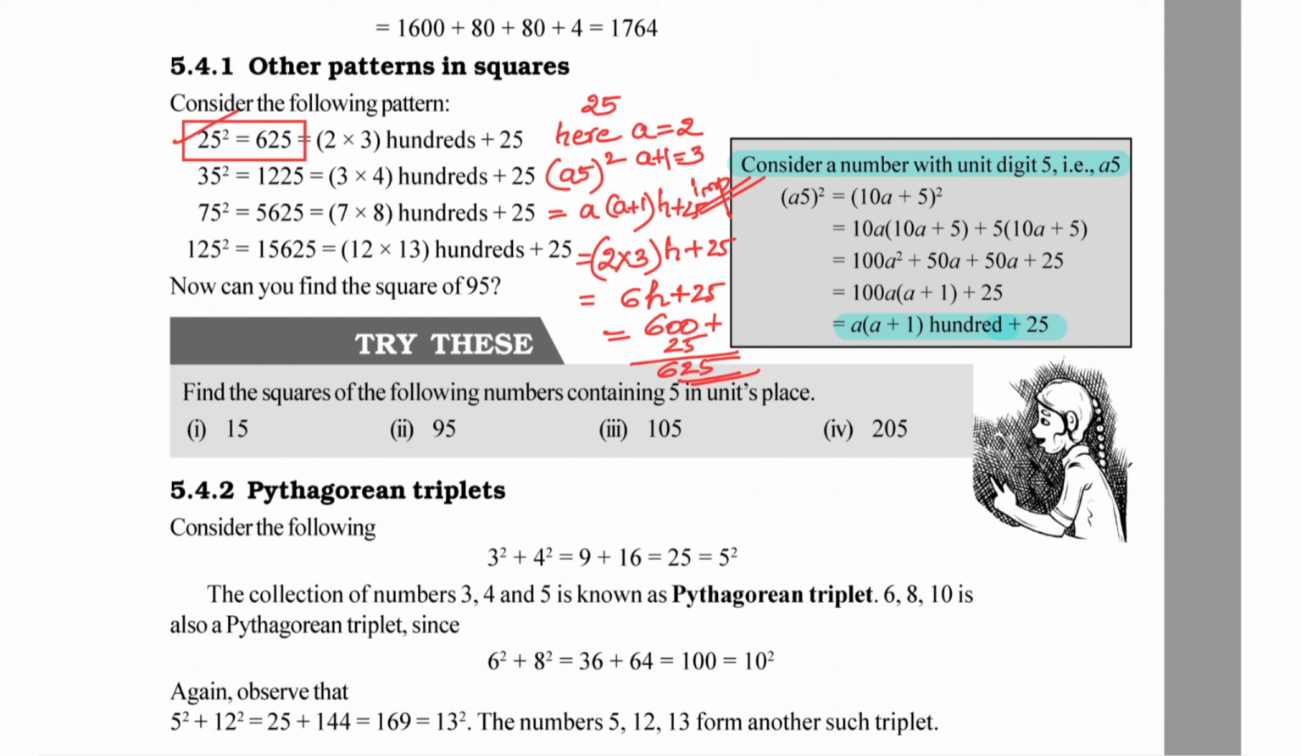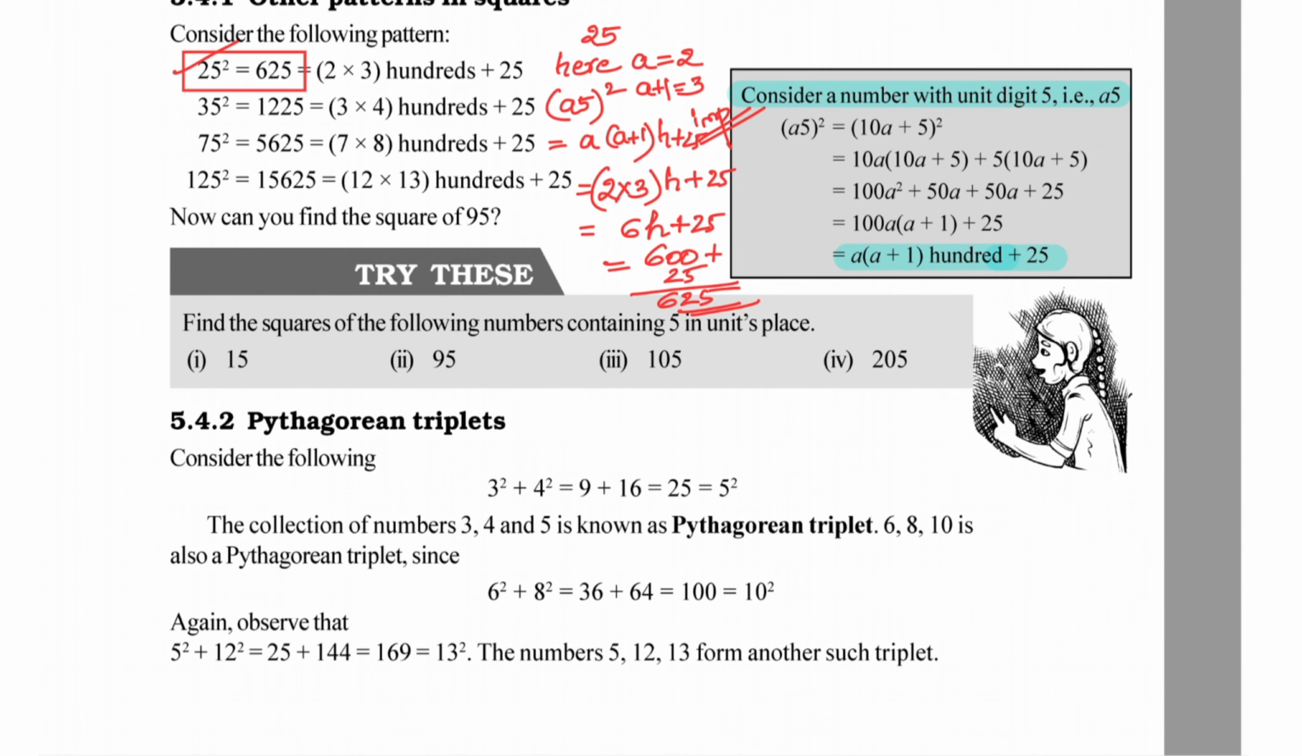So this is how you can find the square of a number that is ending, means whose unit digit is 5, without multiplying it. Or else you should be doing 25 into 25, or you should be using 20 plus 5 whole square. This is another way of finding the square of a number whose unit digit is 5.